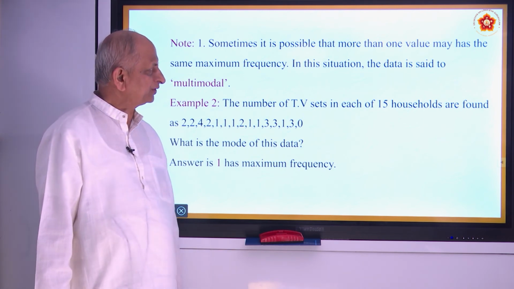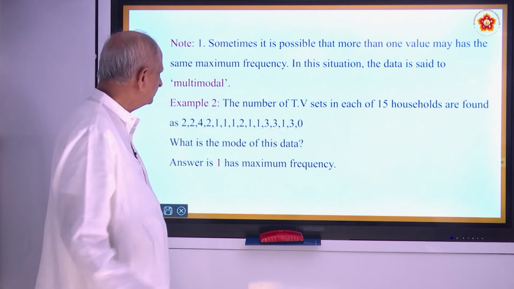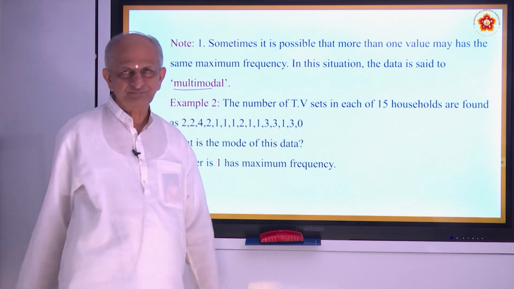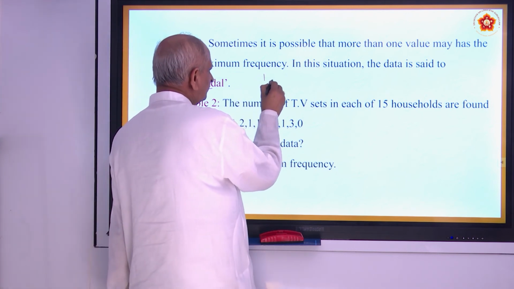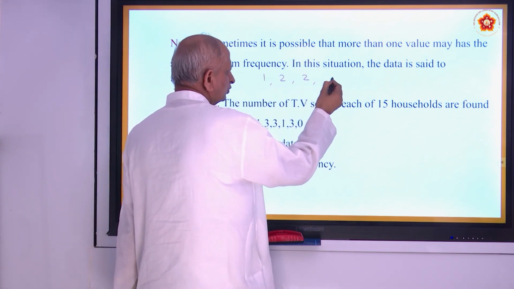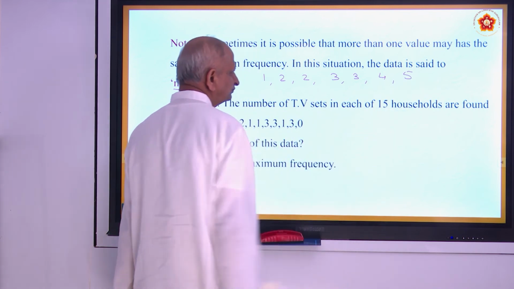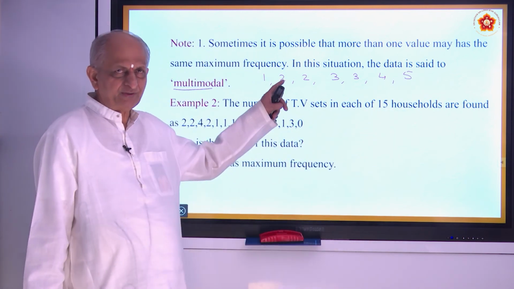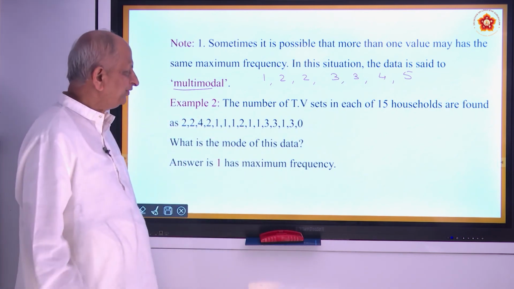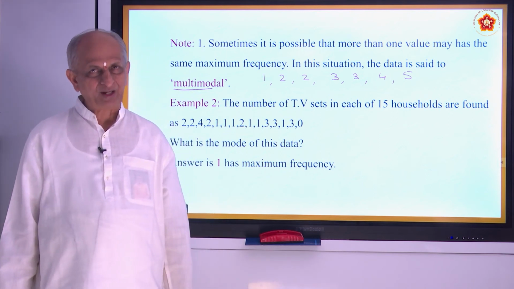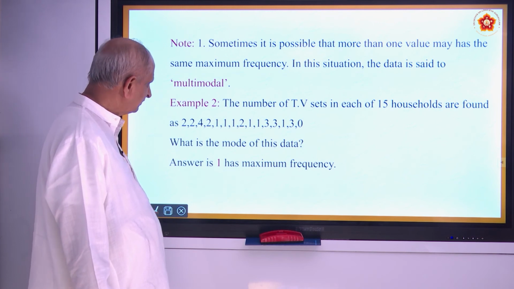Sometimes it is possible that more than one value has the same maximum frequency. In this situation, data is said to be multimodal. Multimodal means more than one mode. For example, 1, 2, 2, 3, 3, 4, 5. Here 2 is 2 times, 3 also is 2 times, more than one. We say mode is 2 and 3. It is called multimodal. Of course, that you study in the higher studies.